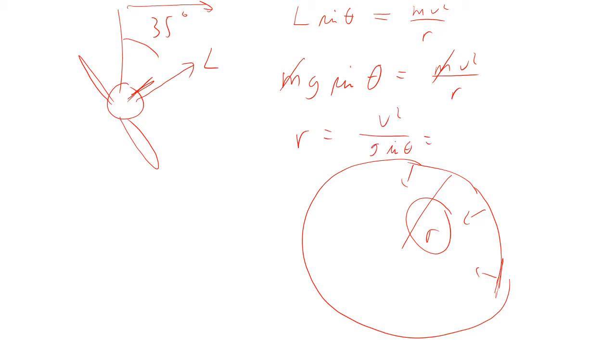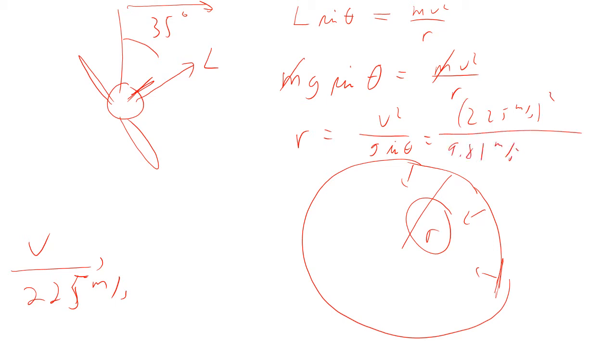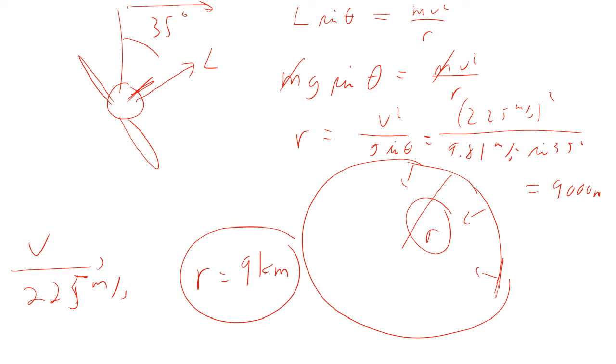Okay. Now, if we assume that it's moving at a constant velocity of 225 meters per second, you need to know how fast it's going, then 225 meters per second squared divided by 9.81 meters per second squared times sine 35 degrees is 9,000 meters. So that means that r is 9 kilometers. So it's going in a circle, like a holding pattern, of 9 kilometers.